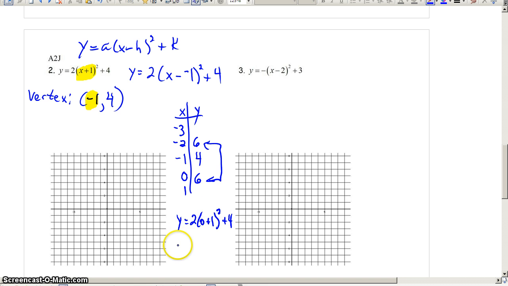Plugging in a 1, well, if you plugged in a 1, you'd get 1 plus 1. You'd have to square that. 1 plus 1 is a 2, and 2 squared is a 4. 4 times 2 is 8. 8 plus 4 would actually be a 12. It looks like we're going to be getting a little too big to fit this onto our graph here. Of course, we could add additional tick marks here if we needed to.